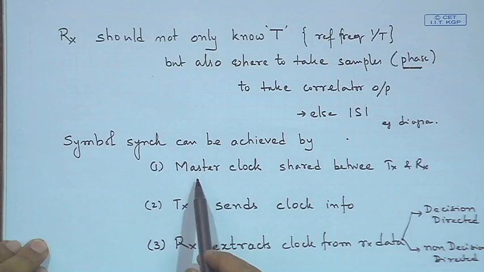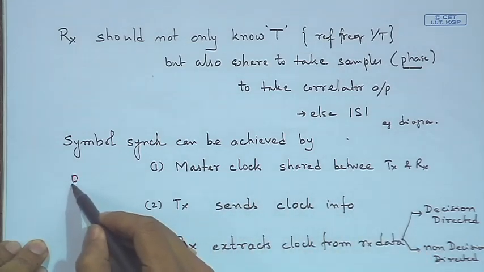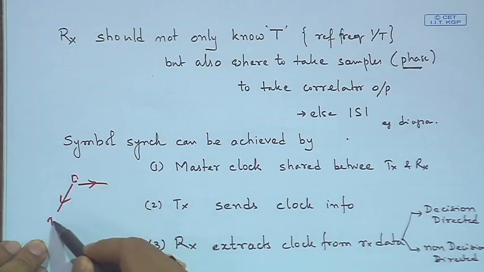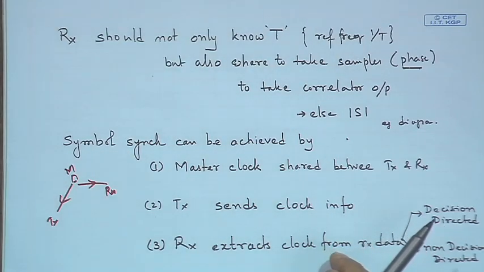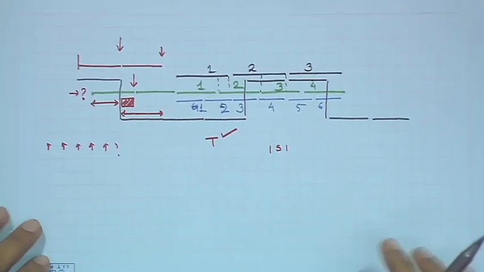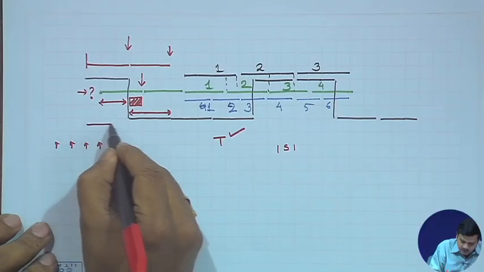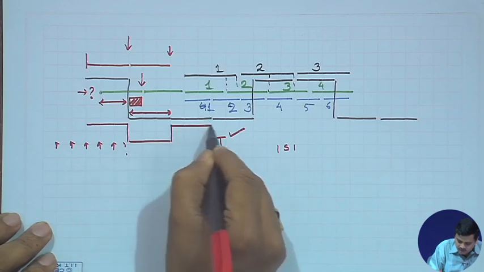So, the receiver can know the clock by using a master clock shared between the transmitter and receiver. So, there could be some clock generator which sends clock to the transmitter as well as to the receiver. So, this is the master, or the transmitter can send clock info. So, while sending a signal, the transmitter can along with it send a clock. So, look at this, it can send a clock signal. So, this is a clock signal.